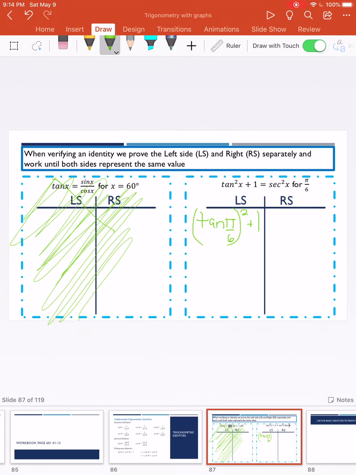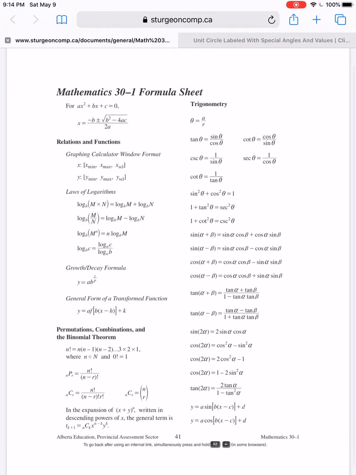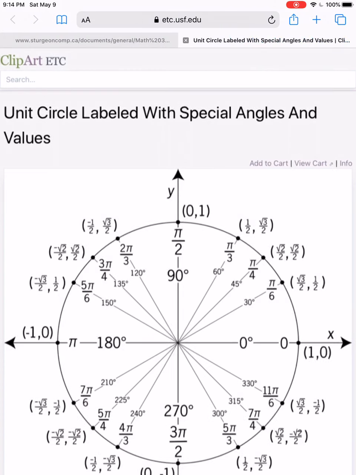Okay, and then I'll do the same on the right. So I'll replace that x with pi over 6. Okay, so now kind of on the top here, tan pi over 6. Let's quickly figure out what that is. I know tan is sine over cos, right? So I'm going to go to my unit circle and look at pi over 6. So I'm going to pull up my unit circle here.